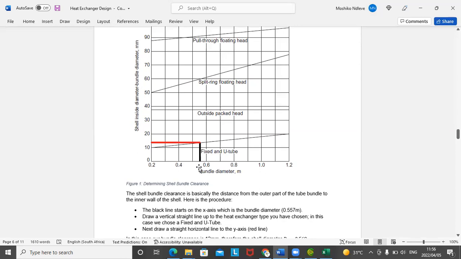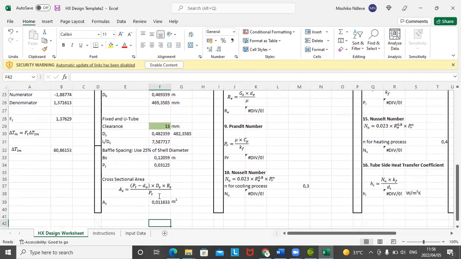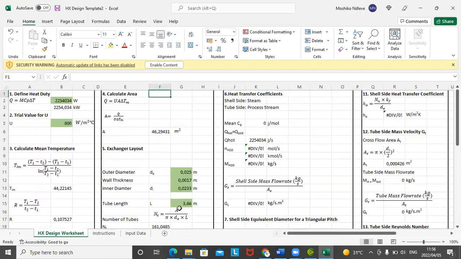So what you then do is take your bundle diameter, which you already have, and move in a straight line up to the fixed and U-tube, which is the one we said we're using. Then you go in a straight line up to your shell side inside diameter to bundle diameter. As you can see, moving from 10 to 20, that should be sitting at around 13, 14. So we come back and input 13. Once you've done that, your spreadsheet will automatically take you as far as your cross-sectional area. If we go back up here, you'll see that we are almost on our way home.